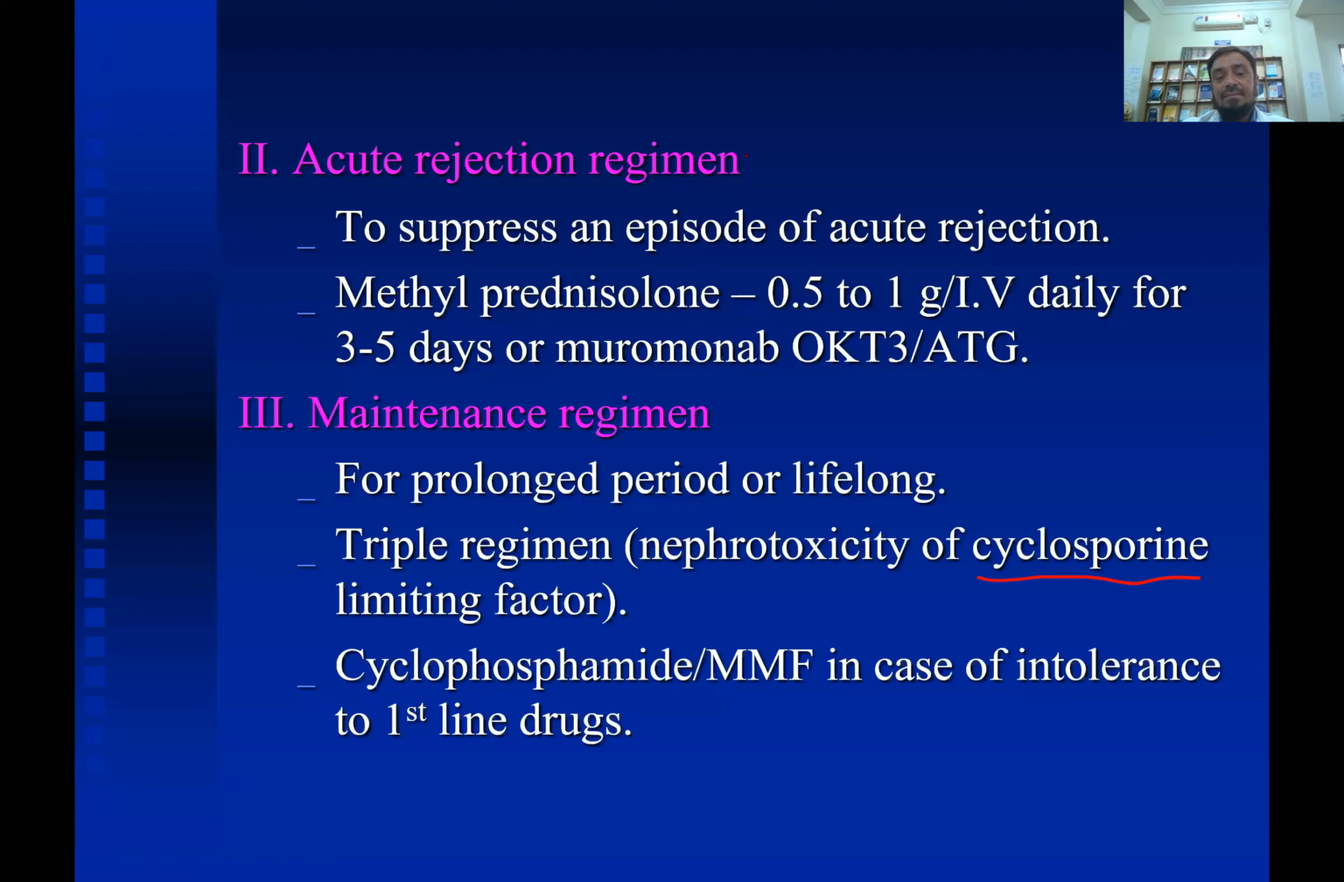Acute rejection, that is, if there are symptoms of rejection acutely, then the treatment of choice is methylprednisolone. Remember this. You can be asked a 2 marks question on this: what is the treatment of choice, or write the treatment for acute rejection of organ transplant? The treatment of choice is methylprednisolone, which is given in the dose of 0.5 to 1 gram intravenously daily for 3 to 5 days. Or the second line drug muromonab can be used along with this.